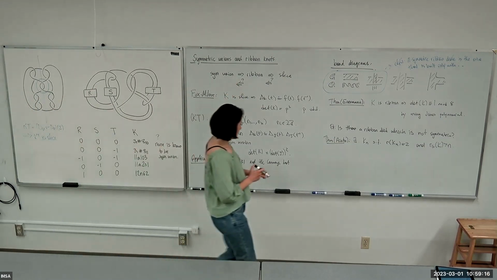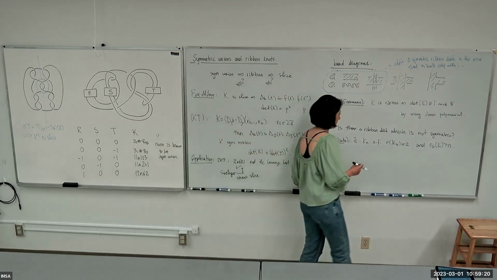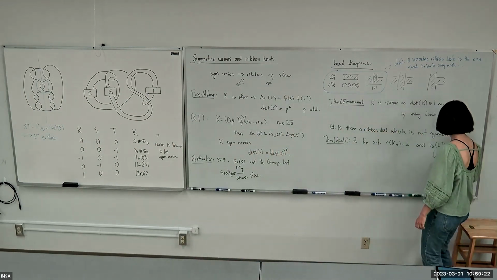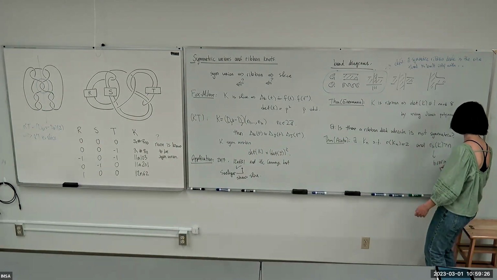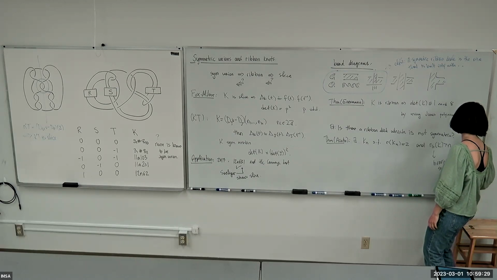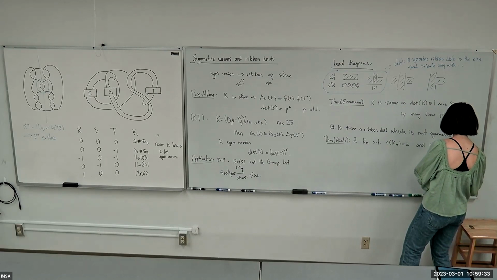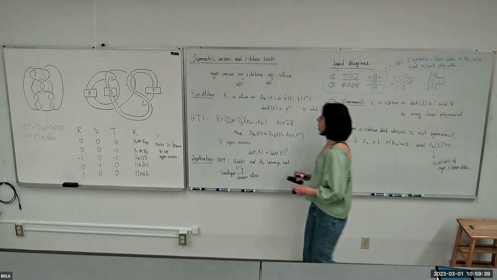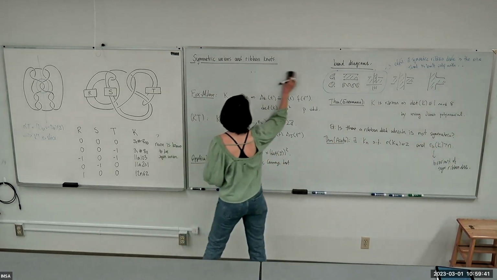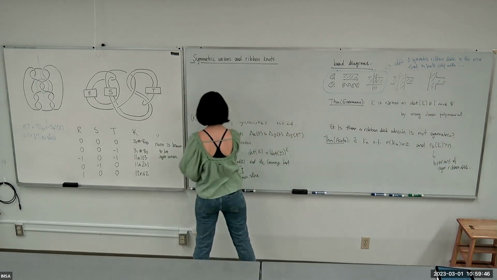Okay, so this is maybe an invariant to study symmetric unions, or in this case, a symmetric ribbon disk. So now I want to introduce a new invariant, which is the minimal twisting number.